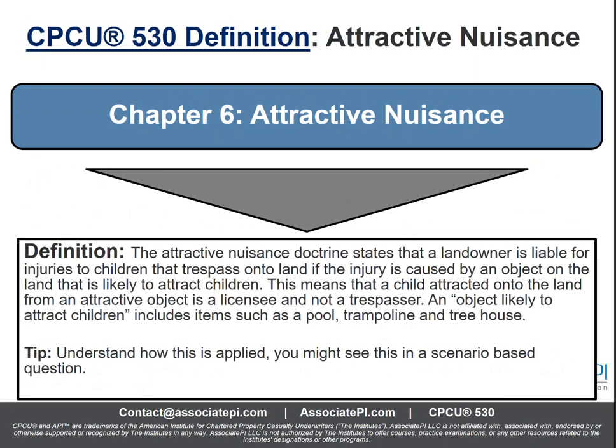Next definition, also from Chapter 6, know what attractive nuisance is. So understand how this is applied, because you will probably see this in a case question. This is a tricky one that you're probably going to see. It's something like, say the homeowner has a pool in their yard, and a child comes onto the yard and gets injured in the pool. They were attracted into the yard because of the pool. So that would be an attractive nuisance.